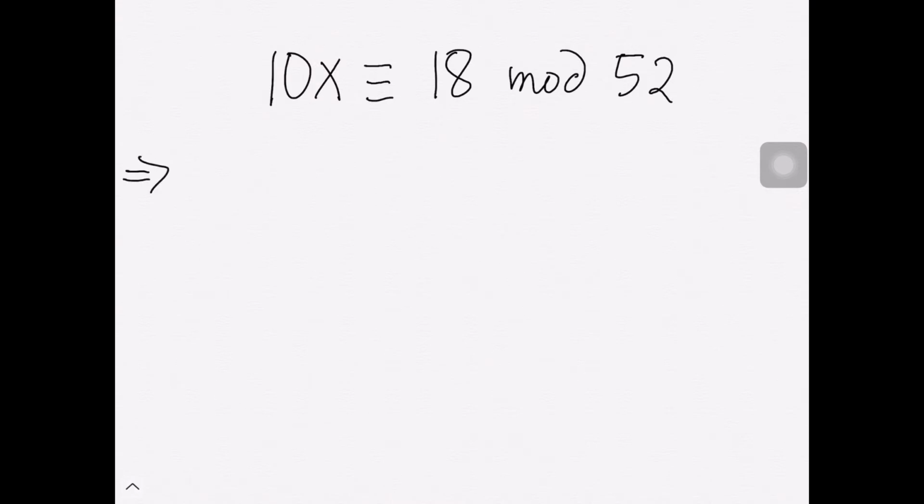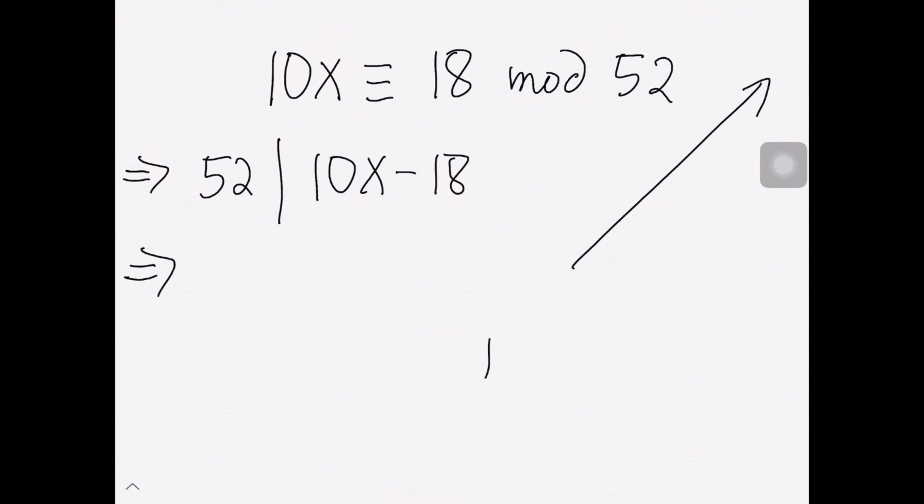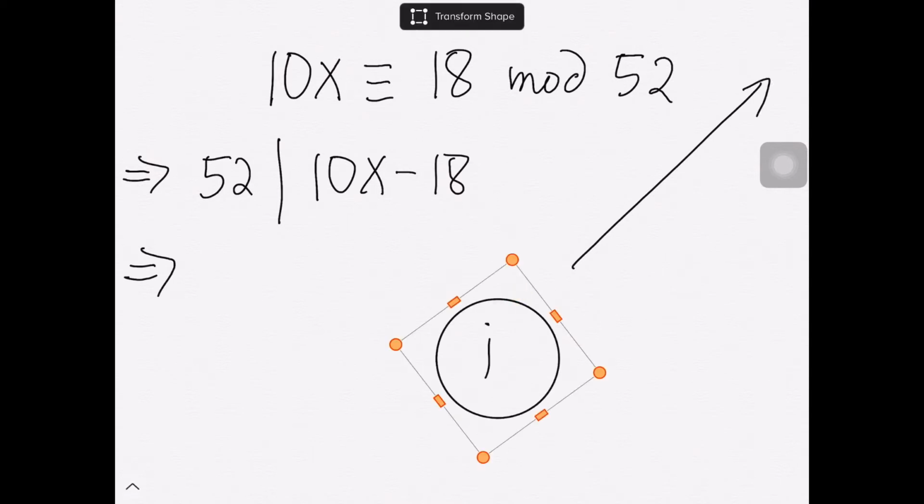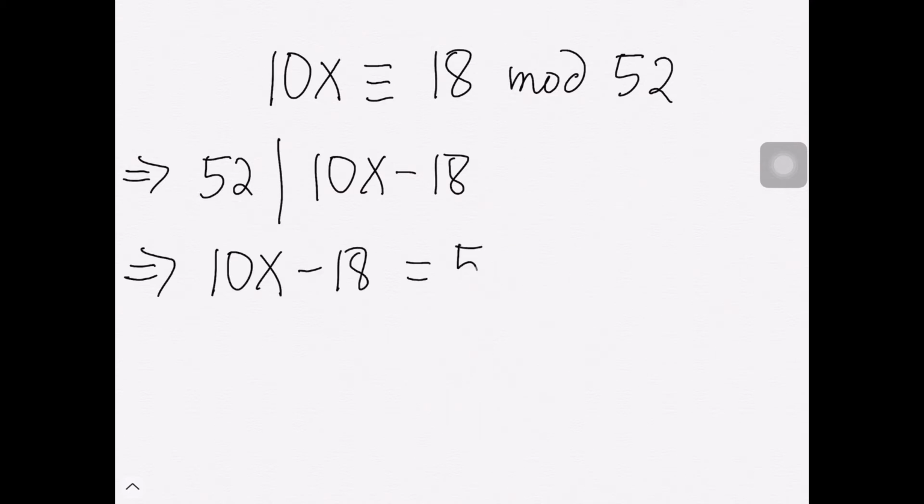Observe that by definition, this congruence implies that 52 divides 10x minus 18. If you want to know more about congruence, we have that suggested video. In that video, the definition of divisibility is also discussed. That is, if 52 divides 10x minus 18, it means that there exists an integer y such that 10x minus 18 is equal to 52 times y.